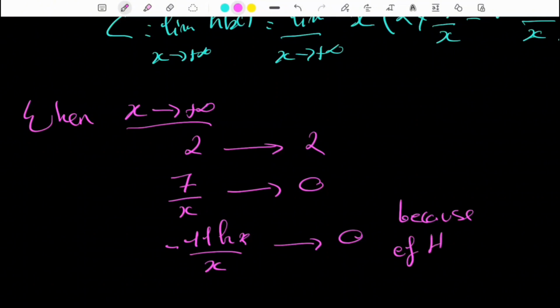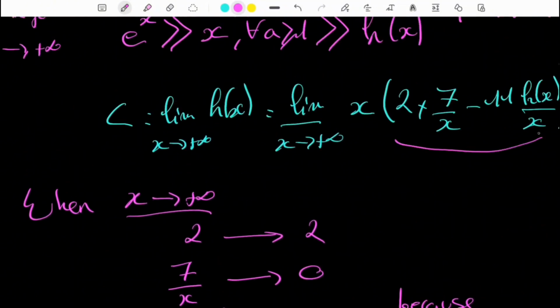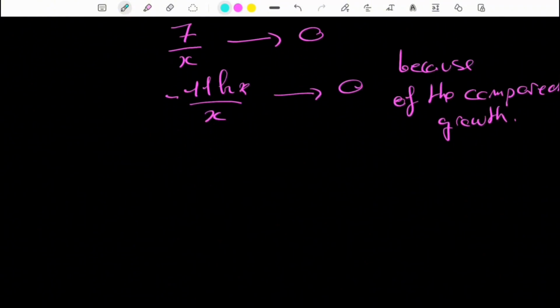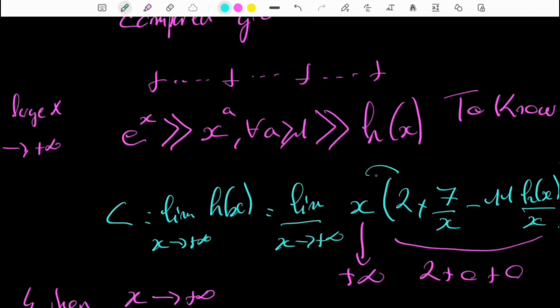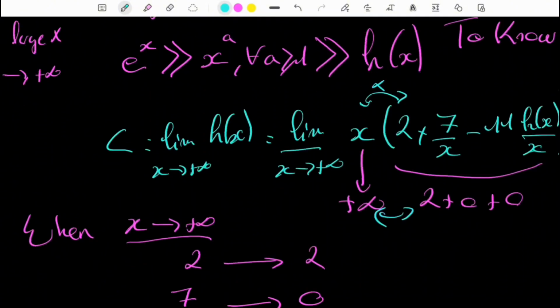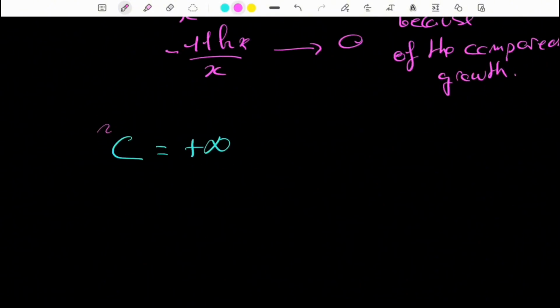because of the compared growth. Okay, so we will have there 2 plus 0, and x will tend to plus infinity. So easily we will have c is equal to plus infinity. So this product, okay, this one, c is equal to plus infinity.